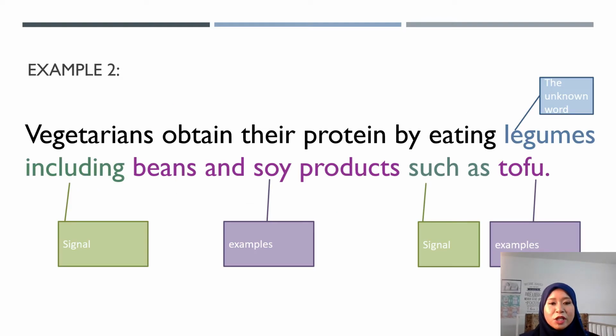Example 2. Vegetarians obtain their proteins by eating legumes, including beans and soy products such as tofu. So the unknown word is legumes. The signal is the word including, the examples given, beans and soy products. Another signal, such as, and the example given, tofu. So we know that the unknown word means a type of food, which is beans and soy products, for example, tofu.